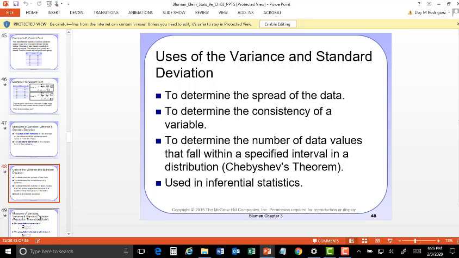So remember what I said variation, or deviation, is: it's how the data is spreading away from its average. So, determine the number of data values that fall within a specific interval. This is Chebyshev's theorem. Russians are big in probability theory, and this is Russian. We'll be talking about Chebyshev here.